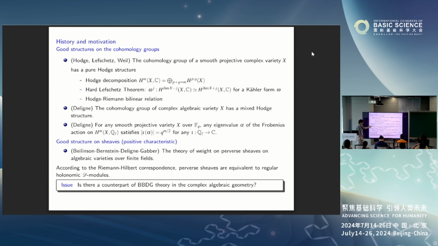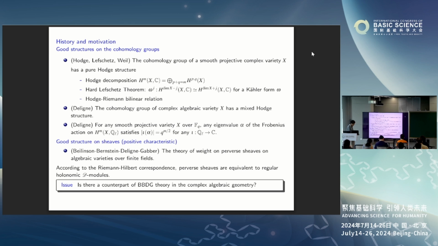And it is also Deligne who established the Weil conjecture. In particular, he established that for any smooth projective variety over a finite field F_q, any eigenvalue alpha of the Frobenius action on the n-th cohomology group satisfies the condition that the absolute value of the eigenvalue is q to the n over 2. And by using this result, Beilinson, Bernstein, Deligne and Gabber developed the theory of weights on perverse sheaves on algebraic varieties over finite fields by using the Frobenius actions.